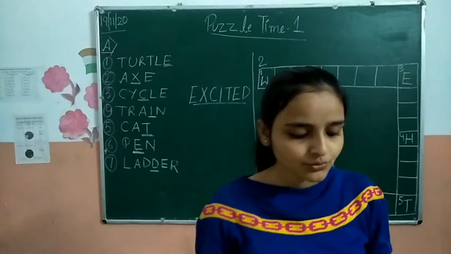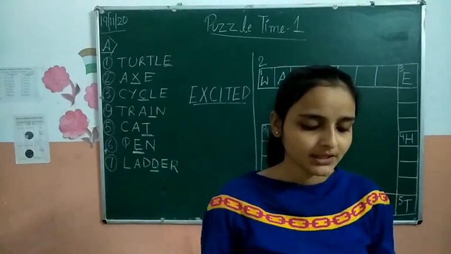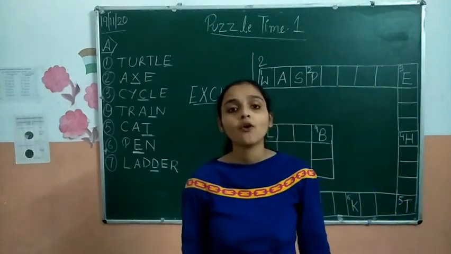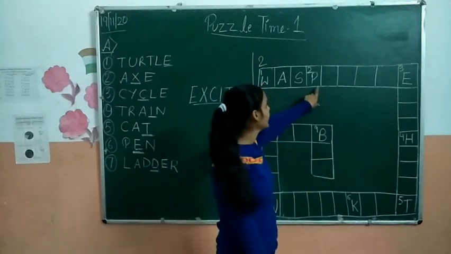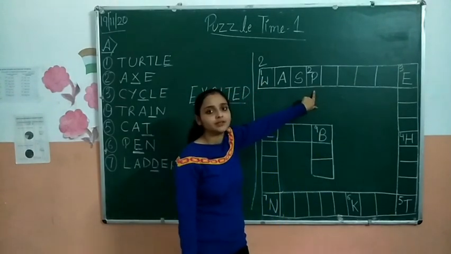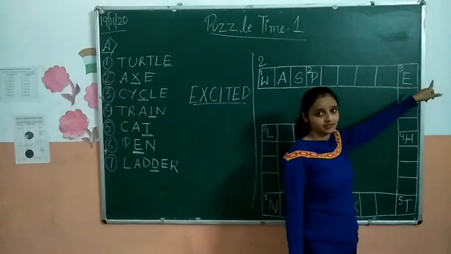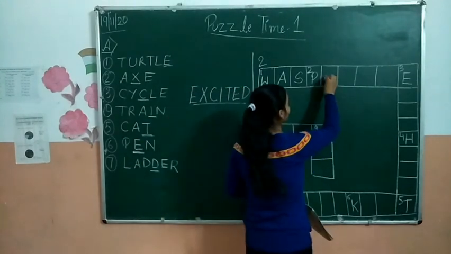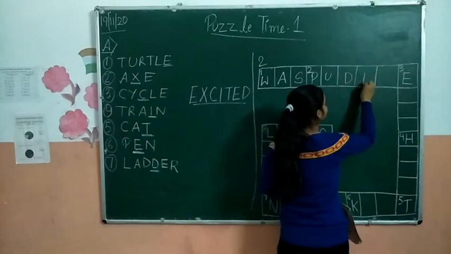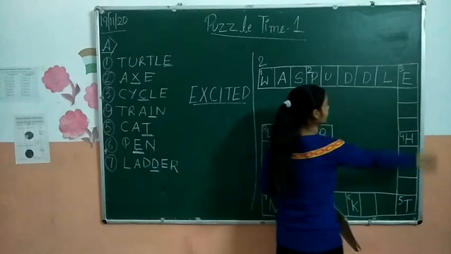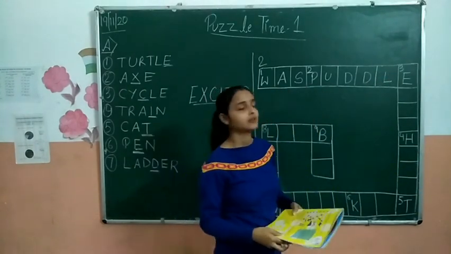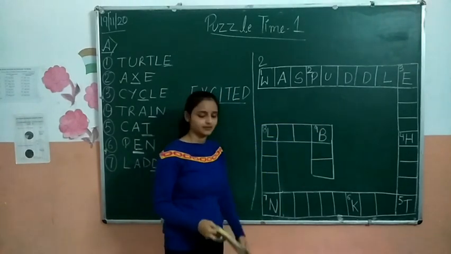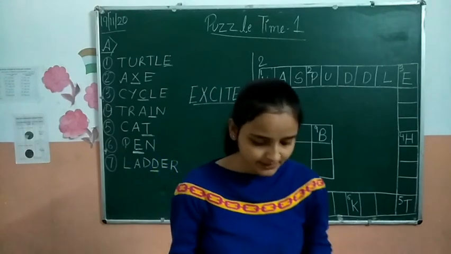A small amount of water collected on the ground is called... It is starting with P and finished with E. It is called puddle. P-U-double D-L-E. It is called puddle. Okay. You also have to write like this. Now look at the third.